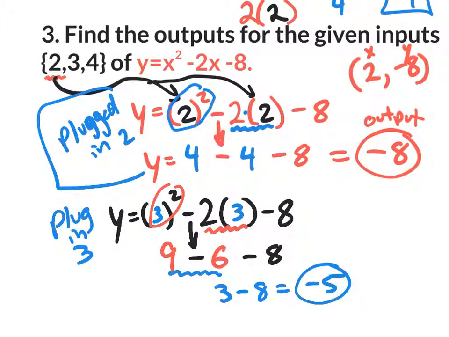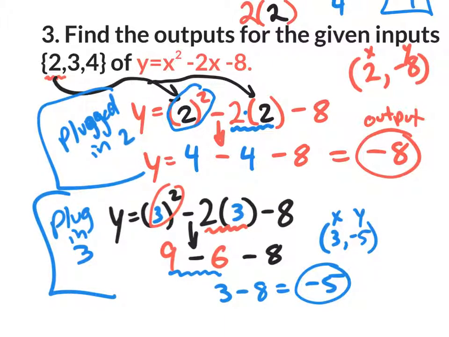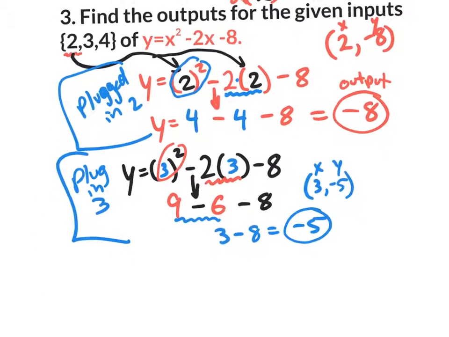So we found our second output for the given input 3. So if I wanted to write it as a coordinate, I would write it, my input was 3, my output's negative 5. Now we don't have to, they didn't even ask us to write it as a coordinate, but a coordinate's good notation so you could clearly see the input and the output, the x value and the y value. Now let's move on to the last one that we need to do. We need to plug in 4, and I'm running out of space here.